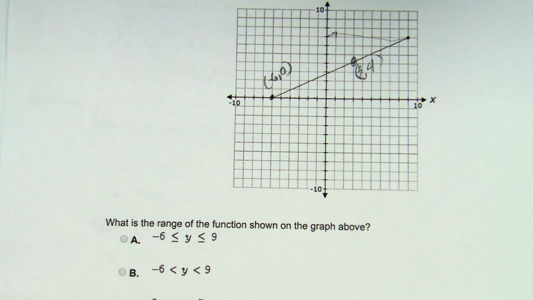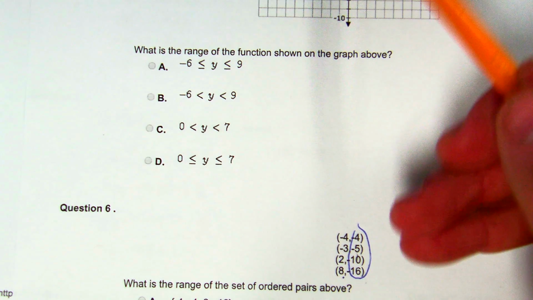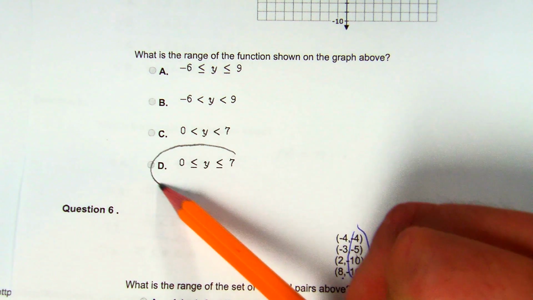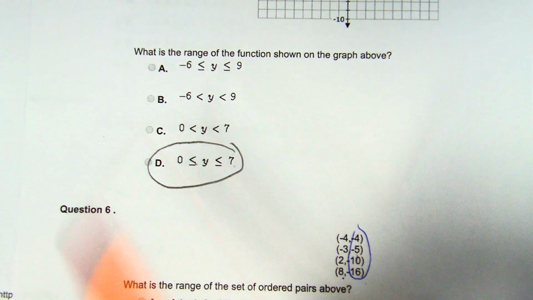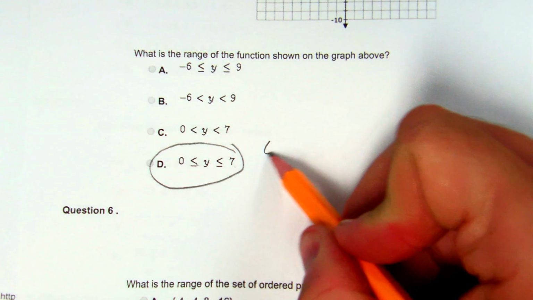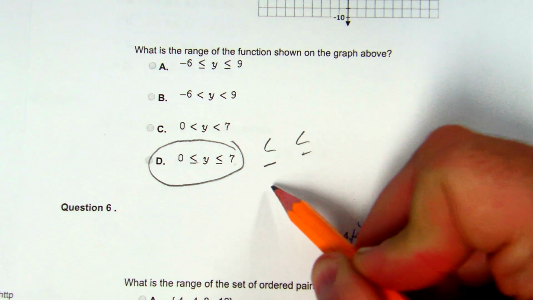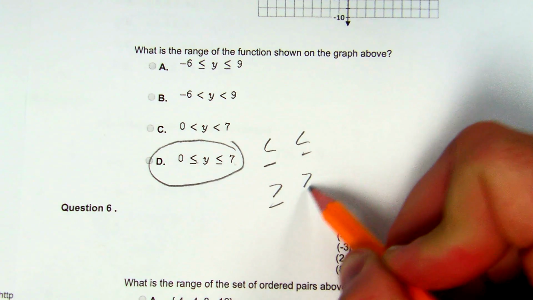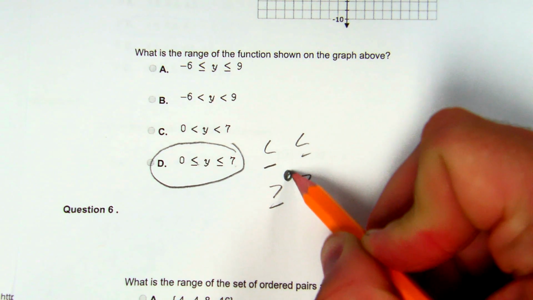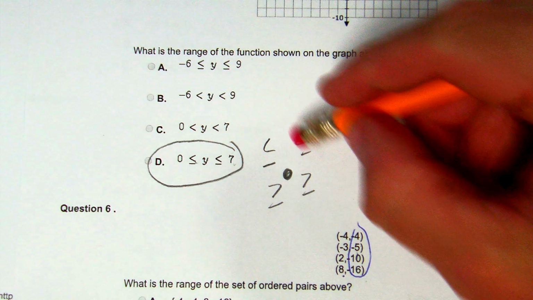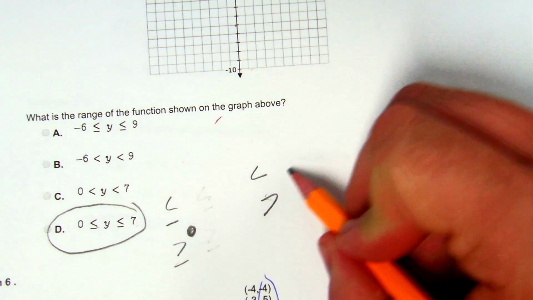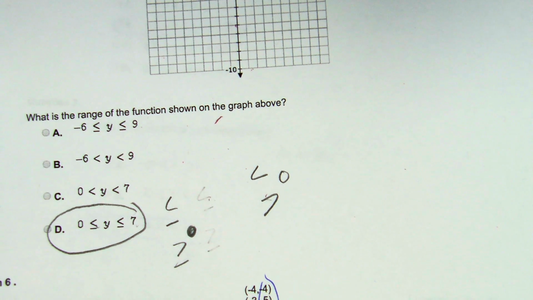So from 0 to 7, and it's got solid dots, so we're going to include the values. We're going to use the equal to. Because equal to, or less than or equal to, greater than or equal to, doesn't matter. If it has the word equal to in it, you're using a solid dot. I don't know why I wrote them twice. It should just be that. Sorry. And just as a review, I did go over this in another video. That would be the open circle.